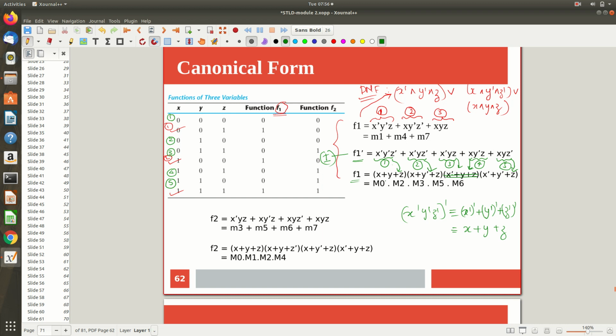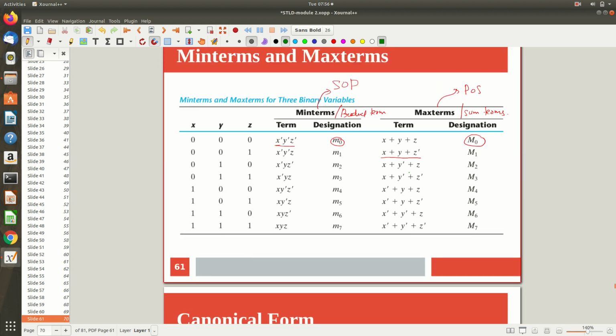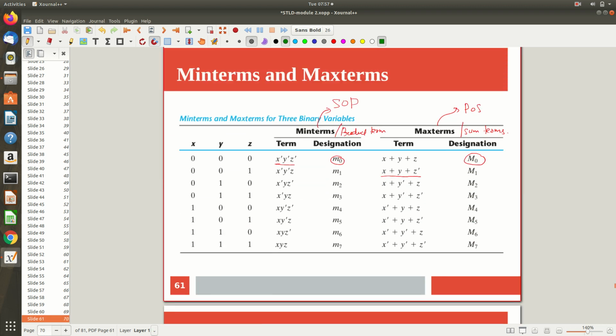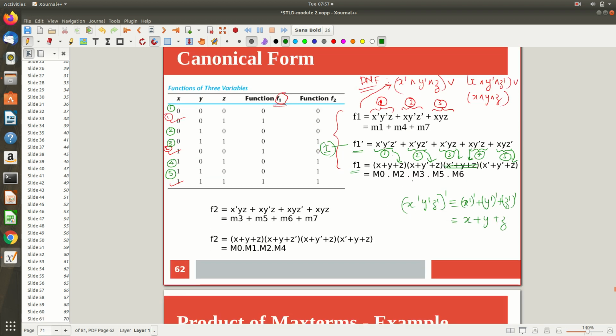And you can see that this x plus y plus z, just look at the previous table, x plus y plus z, that is our first max term. So now we are having max term, that is represented by capital M0. So that is the thing. Okay, and similarly x y dash z, you can see that x y dash z is represented by M2. Okay, now you don't have to look at the table, you can simply write it.